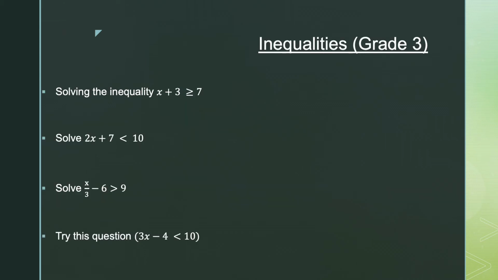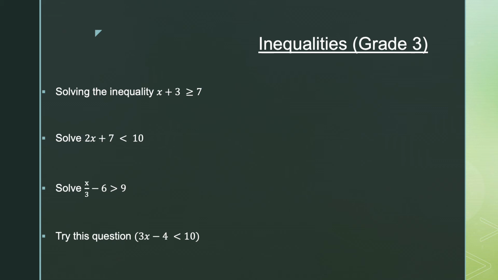Next slide. Right, so solving inequalities. Solving the inequality x plus 3 is bigger than or equal to 7. This is like solving an equation, so we're going to work backwards. I'm going to have to minus 3 on both sides. So x is bigger than or equal to 4.